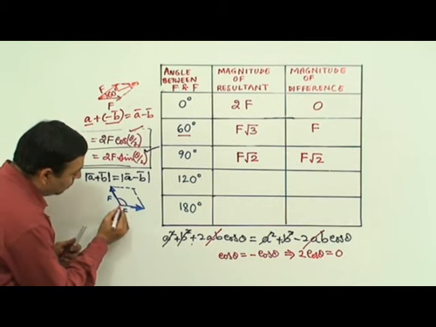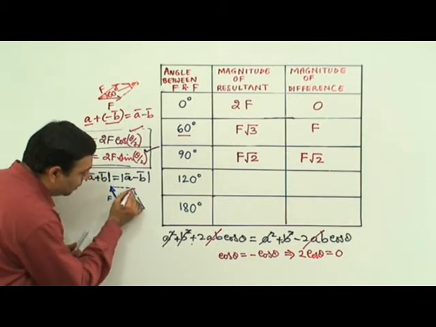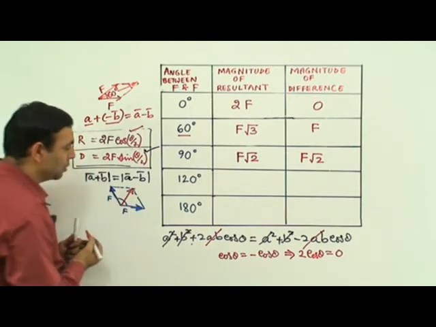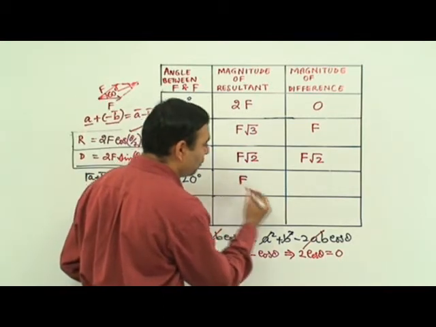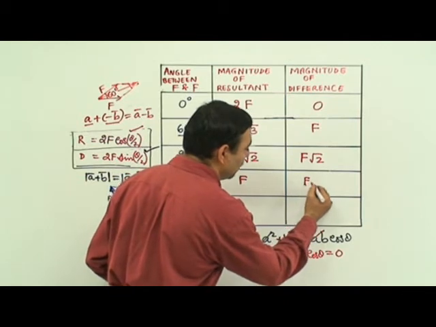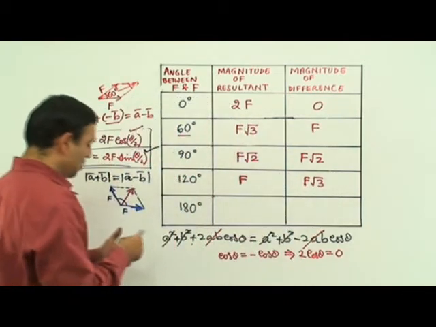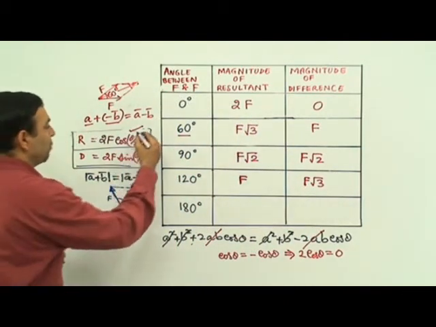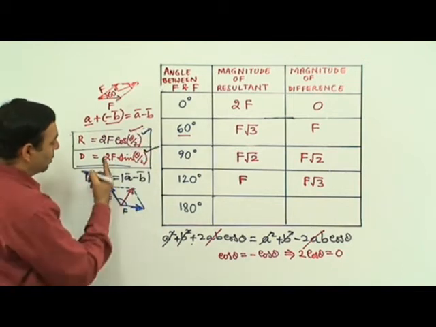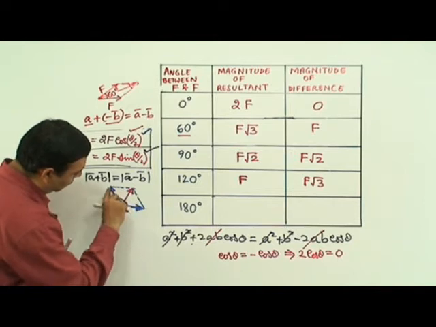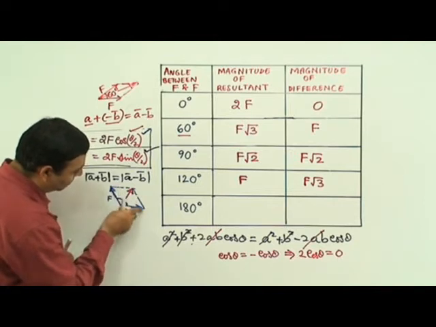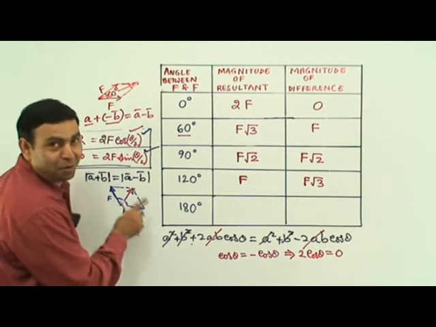Let's proceed further. Now what if the angle between two vectors each of magnitude F is 120 degree? So you know this is going to be the resultant. These two are at 120 degree with each other. We can now show the resultant will have the magnitude of F and the difference will have a magnitude of F root 3. You can use the same formula to show this.